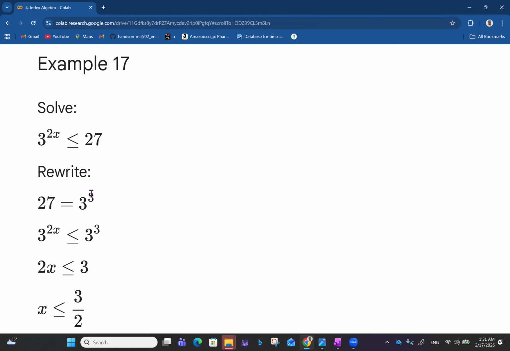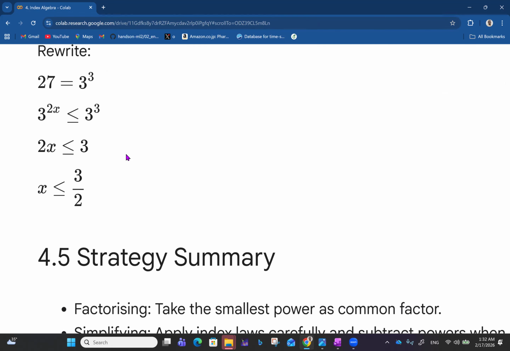So 27 is 3 raised to power 3. So that means you have 3 raised to power 2x less than or equal to 3 raised to power 3. These bases, 3 and 3, are bigger than 1, so you can just take it that 2x is less than or equal to 3. So that means x is less than or equal to 3 over 2. Once you conclude that the base is bigger than 1, you can apply whatever sign you have here to the powers also.